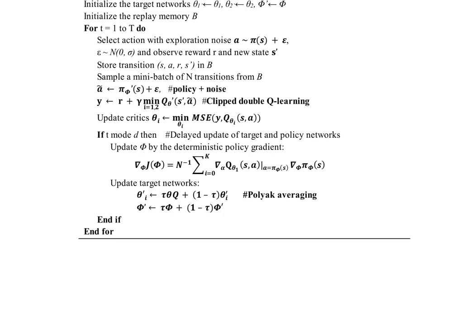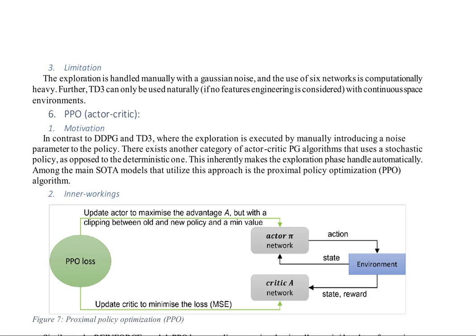A mini-batch of transitions is sampled, and the policy is updated using the deterministic policy gradient. The critics are updated using the clipped double Q-learning target, which combines the minimum of the two Q values. The target networks are updated using Polyak averaging.